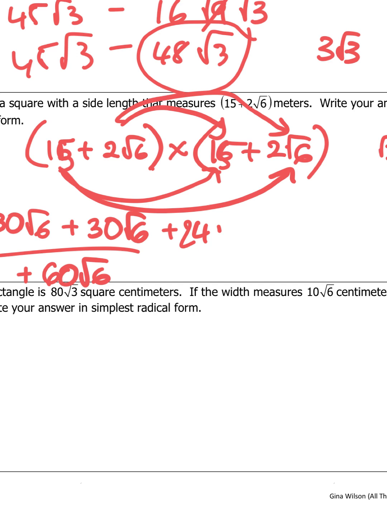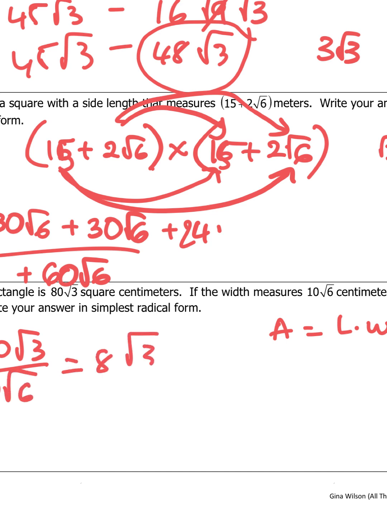Alright, given the area and given the width, find the length. So you know area is length times width. To find the length, we're going to divide. So take the area and divide by 10 square root 6. Okay, so 80 divided by 10 is 8, and square root 3 over square root 6. Okay, and 3 and 6 can be simplified to 1 over 2. So we have 8 over square root 2, right? Because square root of 1 is 1.